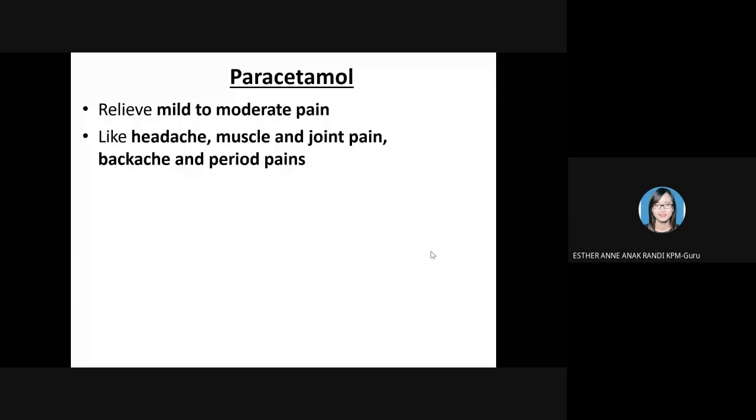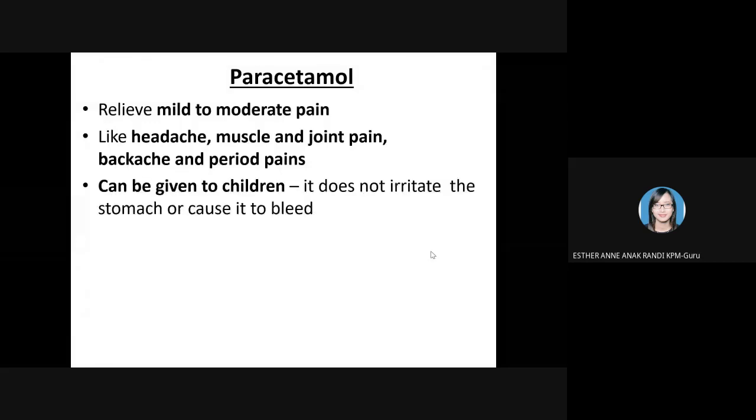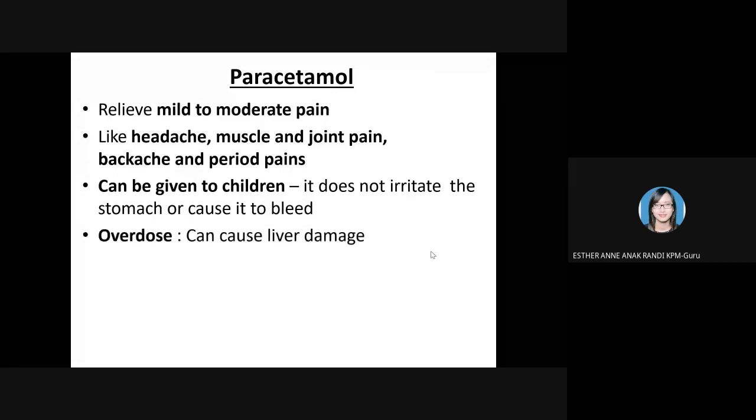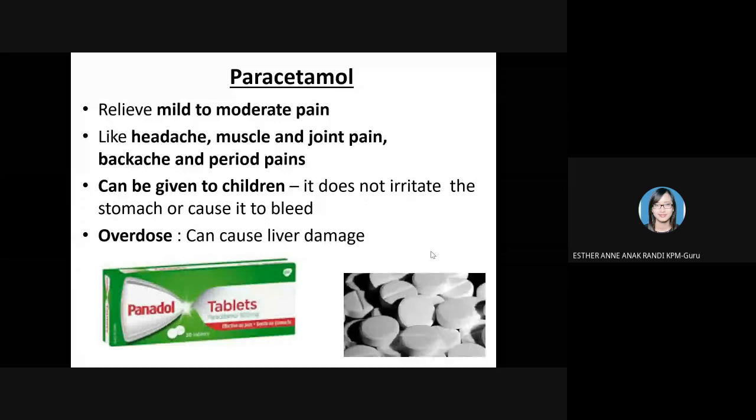Because this question has come out before, you have to know how to explain it. That's why Panadol can be eaten without food. Let's say you haven't eaten rice yet, you can still take Panadol. It's not acidic like aspirin. But we still cannot overdose. An overdose can cause liver damage.